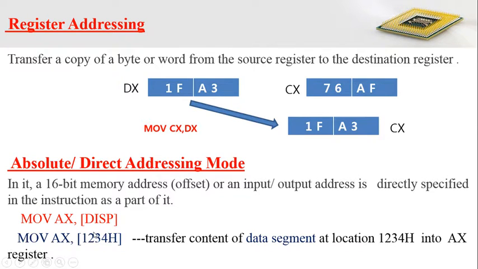This is the general syntax. An example: MOV AX, content of 1234H. This indicates that inside a particular data segment, at a displacement position or offset position 1234H, we have the content that we want to transfer into register AX while executing this particular instruction, MOV AX, content of 1234H.